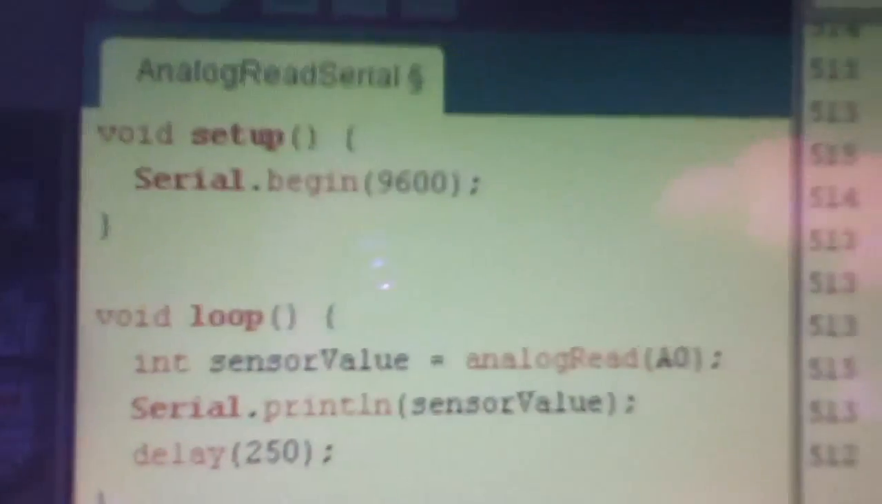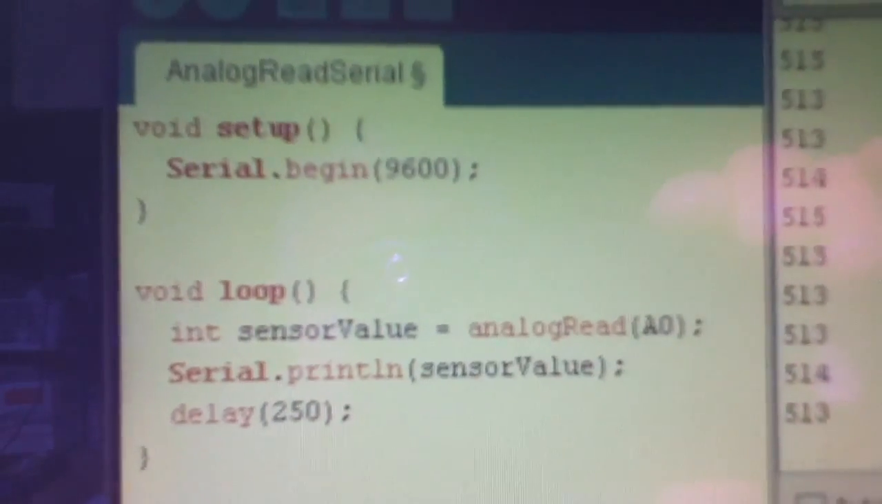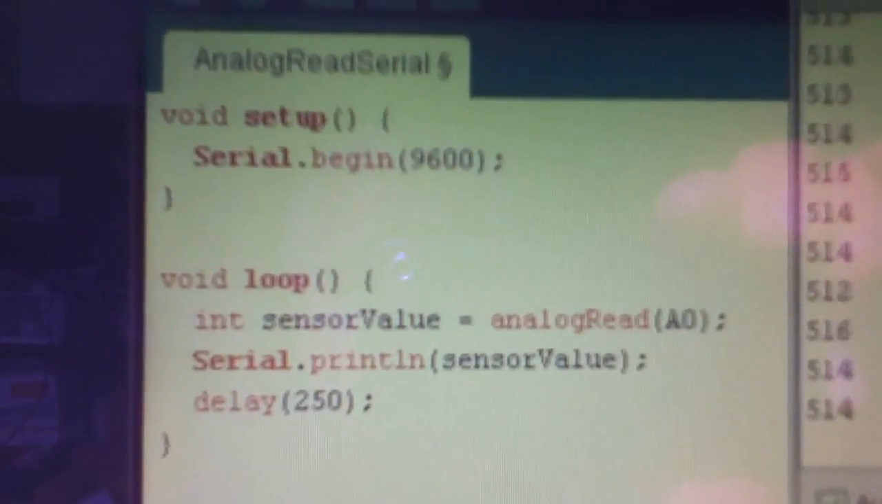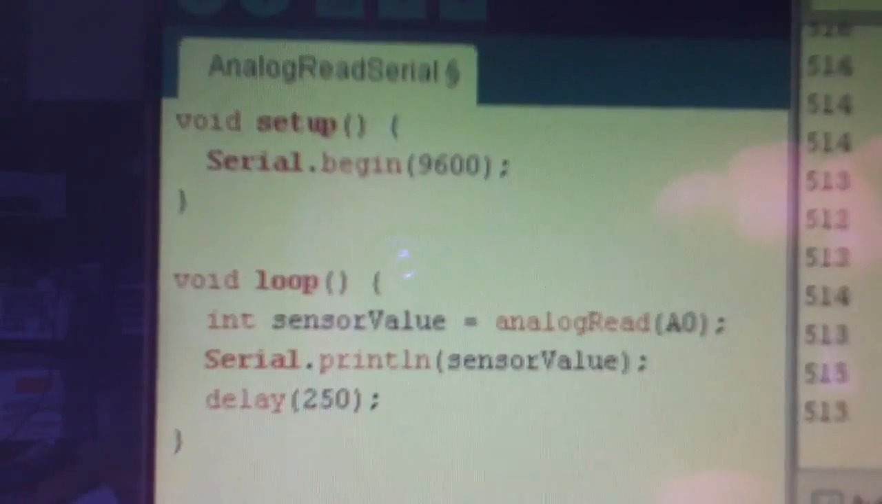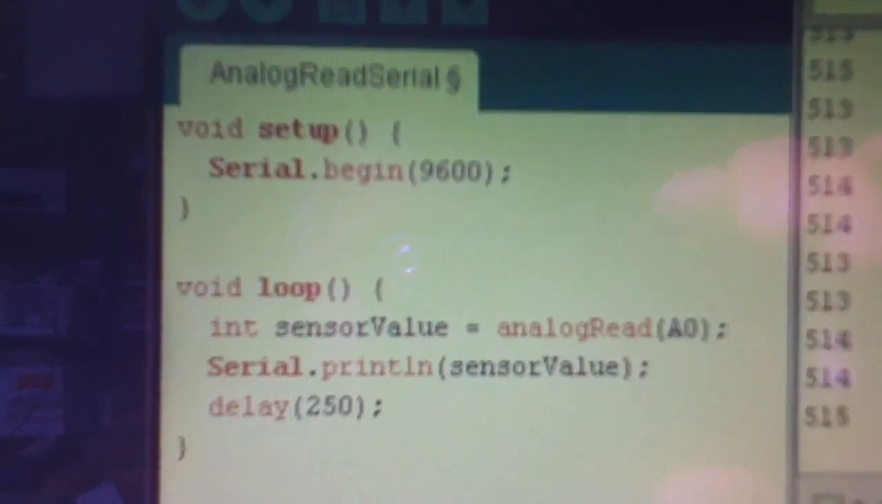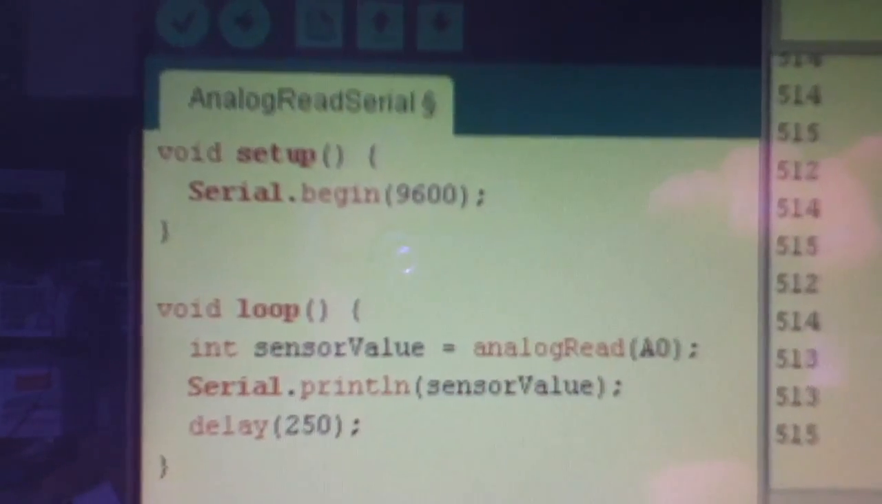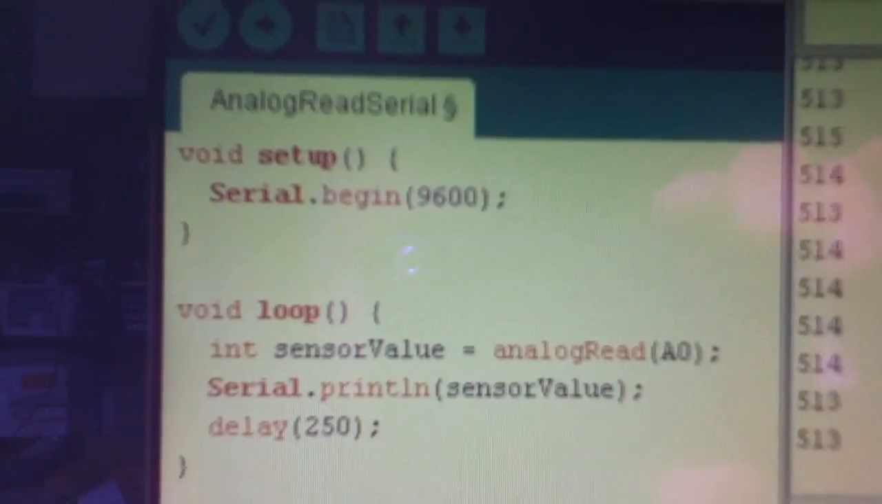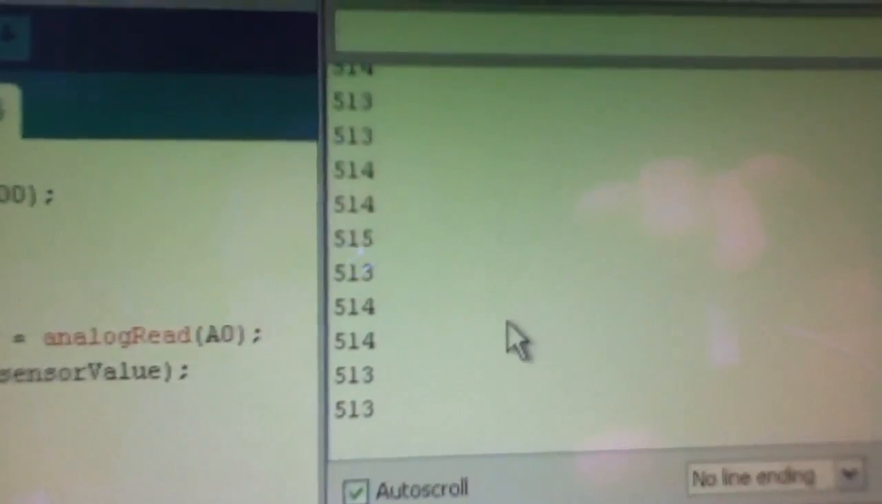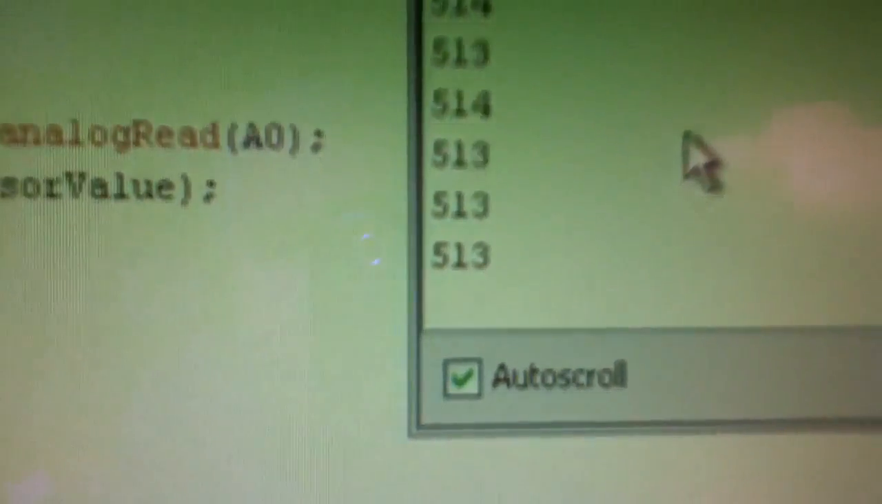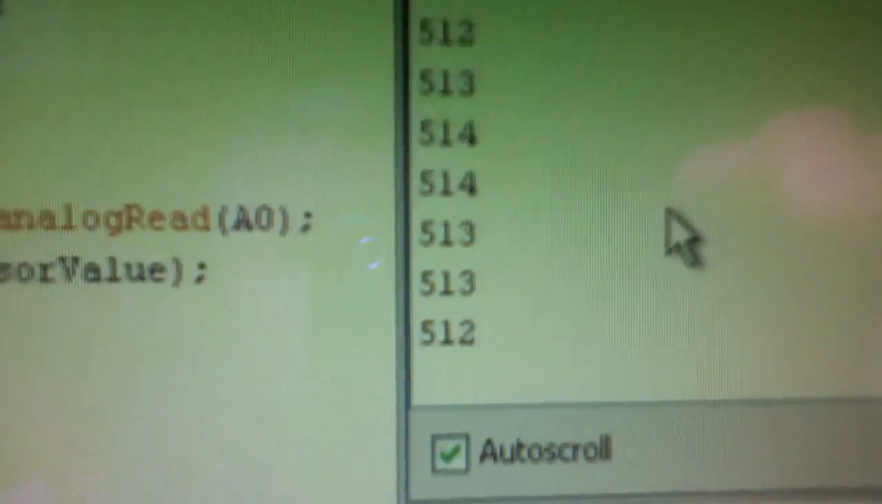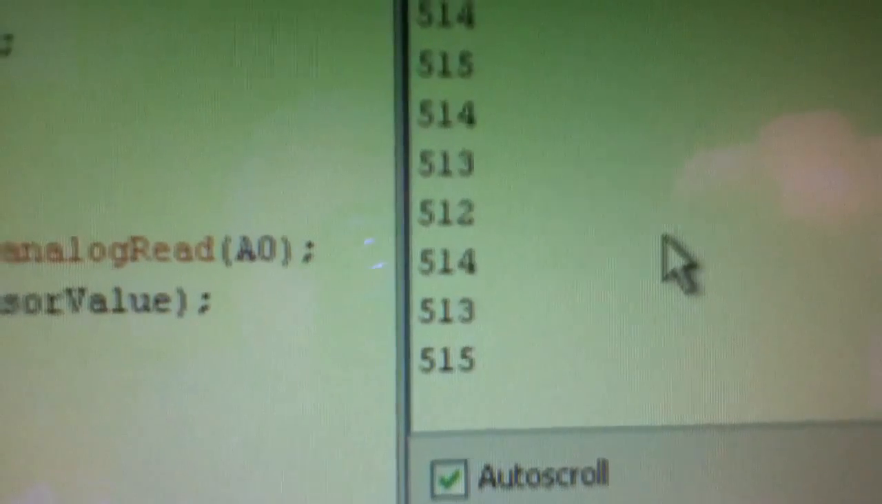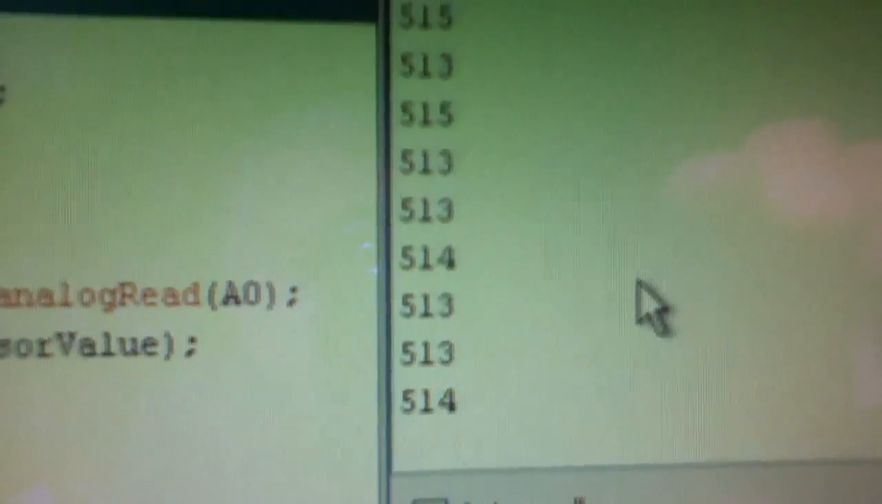And I've opened up a sketch on the computer, and it's pretty much the standard analog read serial sketch. All I've done is stripped all the comments out and extended the delay so that the sensor values come in a little bit more slowly. And there's the serial read, and you can see we're getting numbers coming in that are 512, 513, 514.